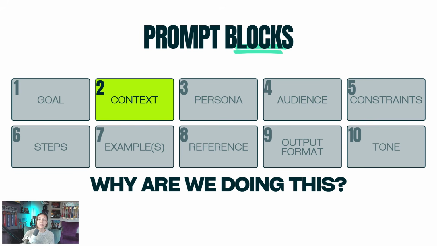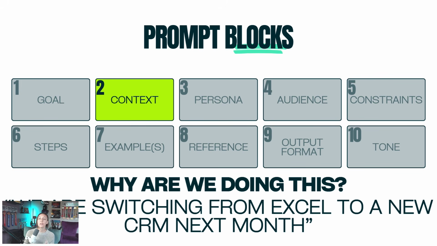The next piece is context. This sounds really broad because it's super specific to what you've got going on in your work. The example I have here says we're switching from Excel to a new CRM next month, but it really could be anything. It could be my manager asked me to pick out a new desk chair for the office, or I was talking with someone on the supply chain management team and I realized that I have no idea what they actually do. This is telling the model why you're doing whatever the goal is.